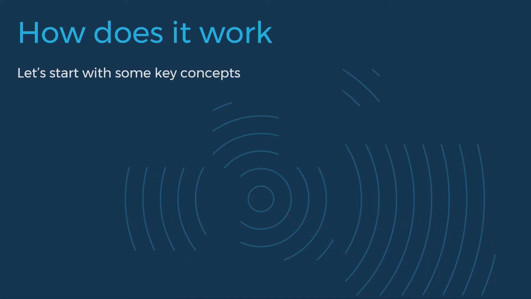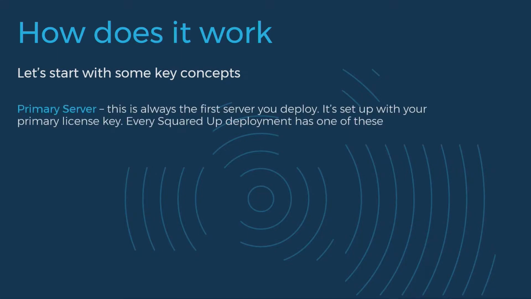Okay, so there are a few terms, right? Yes, exactly. When you buy Squared Up, we send you an email with a number of licenses. So you get a primary license, a secondary license, a dev test license. These are effectively instances of Squared Up, so deployments. Your primary server is always the first one you deploy. Whether you're using HA or not, this will always be the first server, and you use your primary key for this.